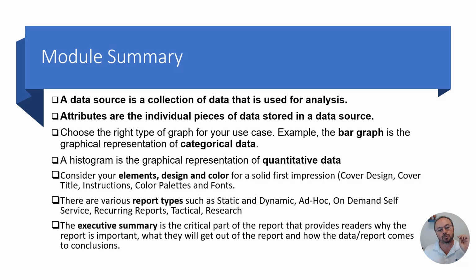Okay, so choose the right type of graph for your use case. Use a bar graph if that's what you need. If you need, for example, instead of a graph, a table, use that instead. A histogram is a graphical representation of what? Quantitative data. Remember, quantitative is numbers, qualitative data is not numbers. Consider as well our elements, design, and colors when we're putting together reports. Also be aware there's a number of different report types. Select the one that is appropriate for our stakeholders.